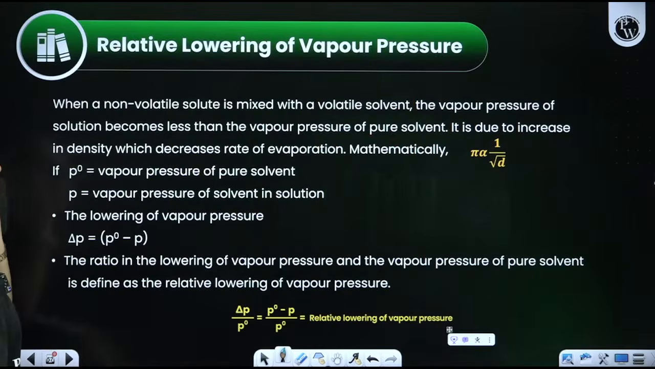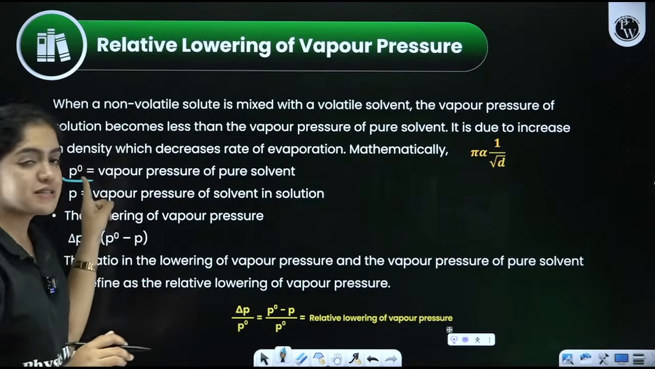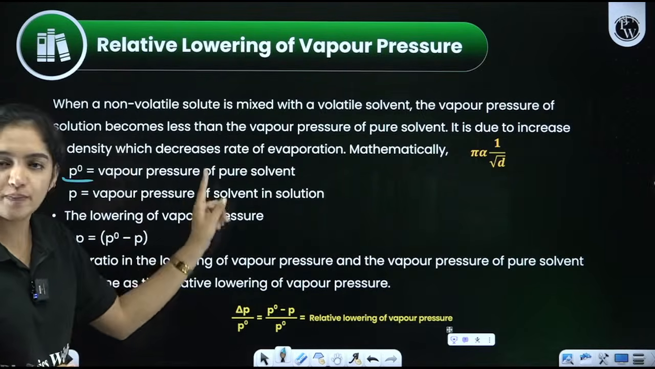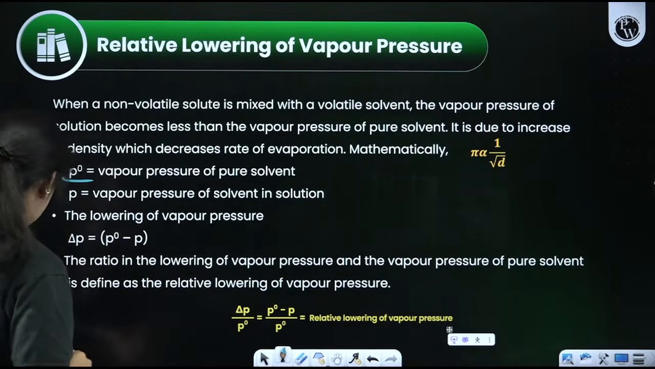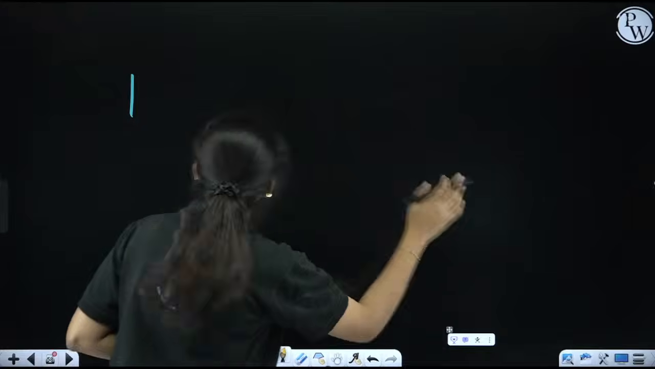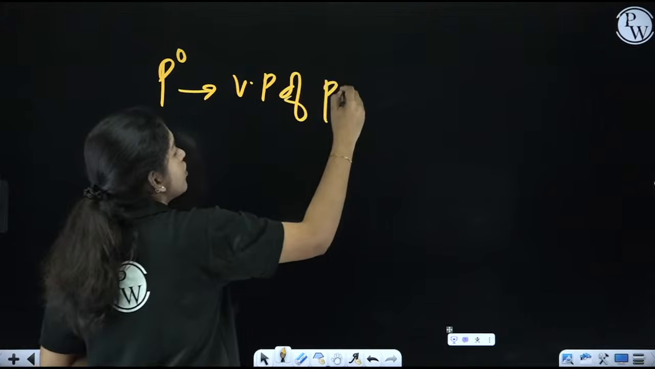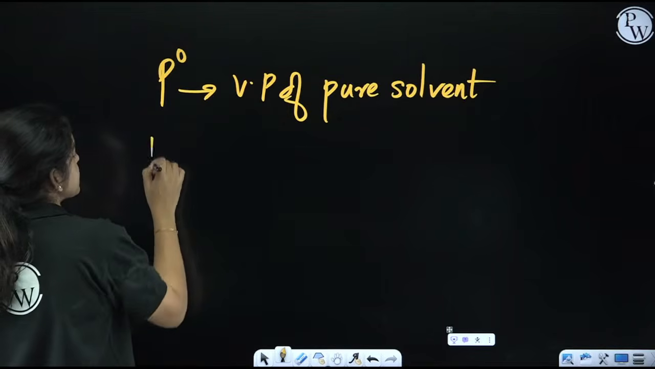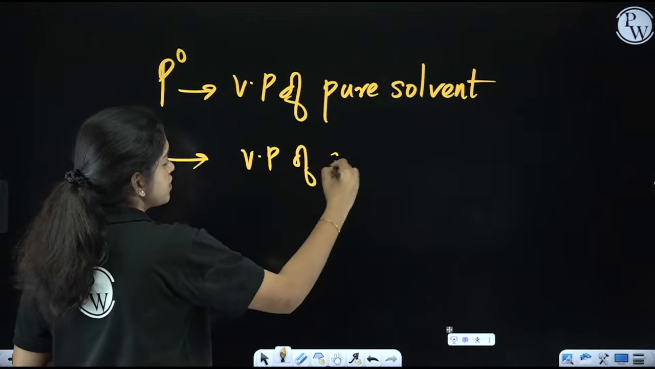So we take P0 as the vapor pressure of the pure solvent. This is not raised to 0, no. This will always be for pure solvent. P0 is the vapor pressure of the pure solvent. P is the vapor pressure of the solvent in solution. And the lowering of vapor pressure we can write like this. We are going to derive the equation, a very important one. P0 is the vapor pressure of pure solvent, and P is the vapor pressure of solution.